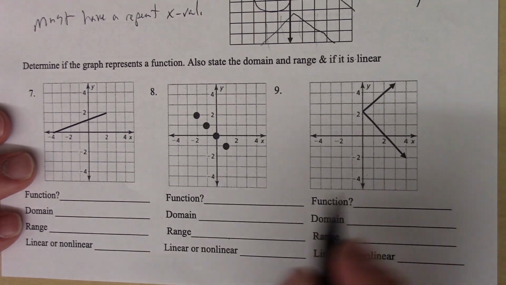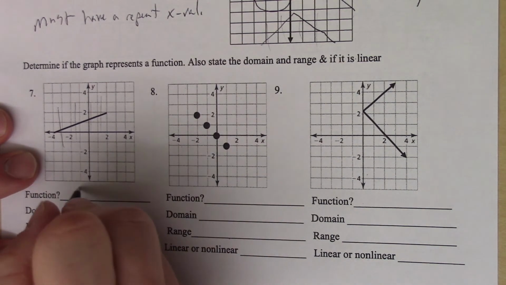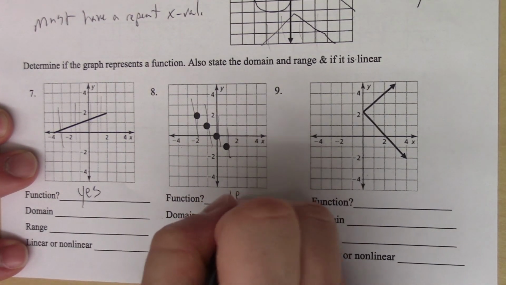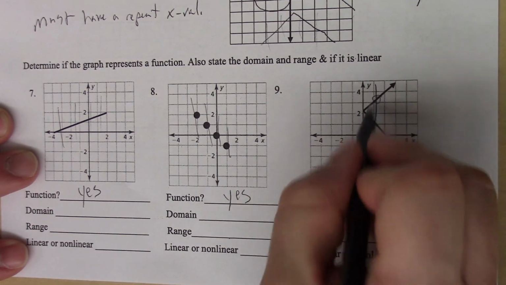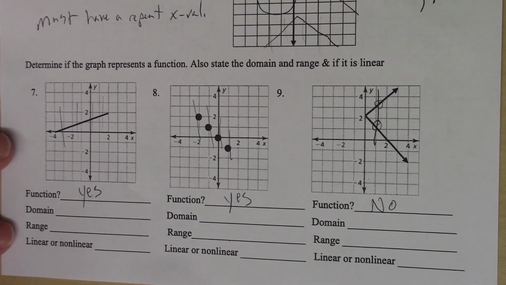8 and 9. First, let's just say, is it a function or not? This is just yes or no. This passes the vertical line test, so yes. This passes the vertical line test, so yes. This does not pass the vertical line test, so no. Okay, that's a good place to start.